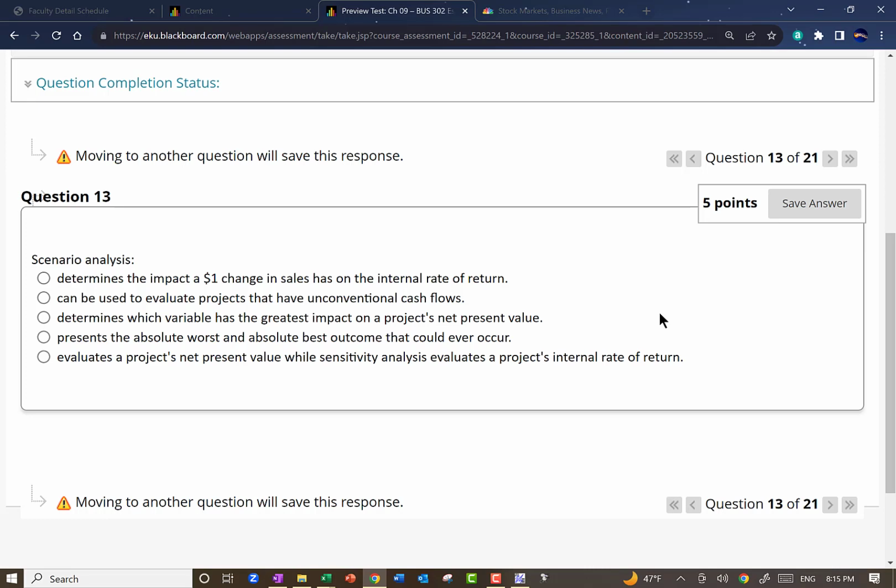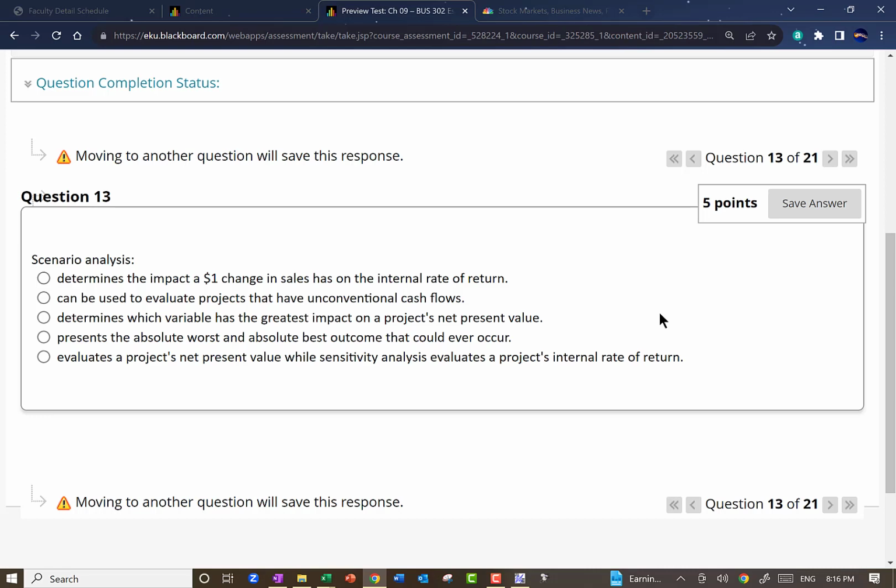Is A correct? Well, that would be a sensitivity analysis. B is actually correct. It can be used to evaluate projects with unconventional cash flows. Determines which variable has the greatest impact on project's net present value. That would be sensitivity analysis as well. Scenario analysis doesn't do absolute worst and absolute best. So D sounds like it's attractive, but it's not, because it should be the reasonably bad and reasonably good scenarios.